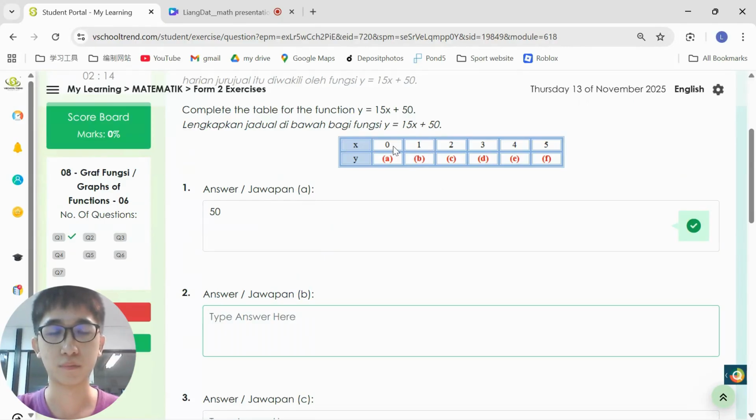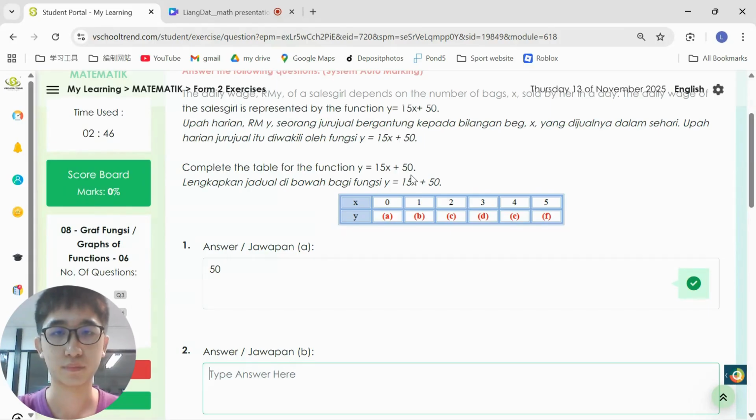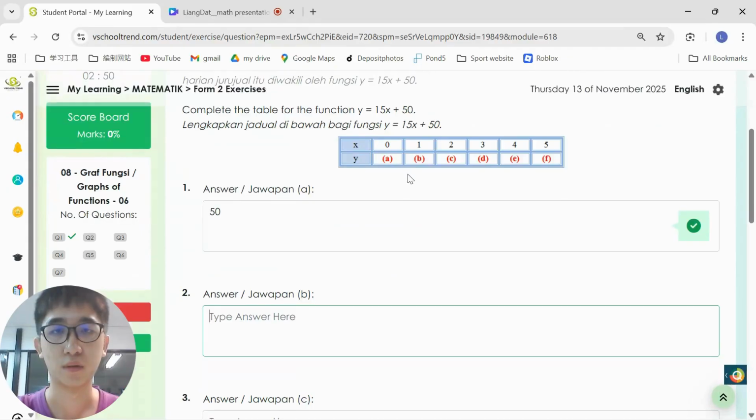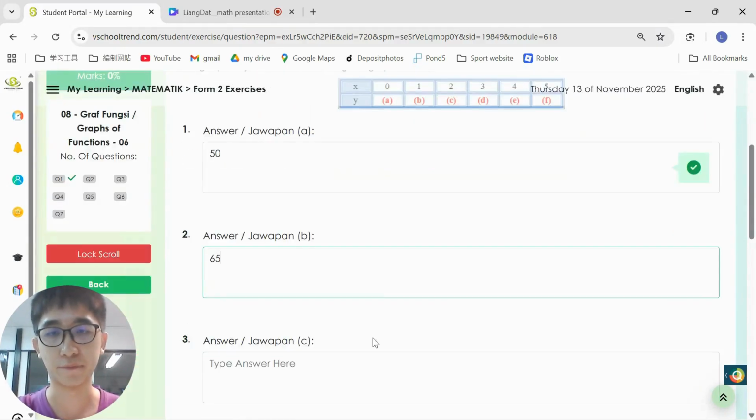When s is 1, 15 multiplied by 1 becomes 15, and then 15 plus 50 is equal to 65.